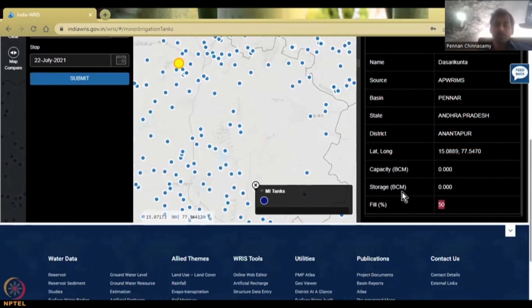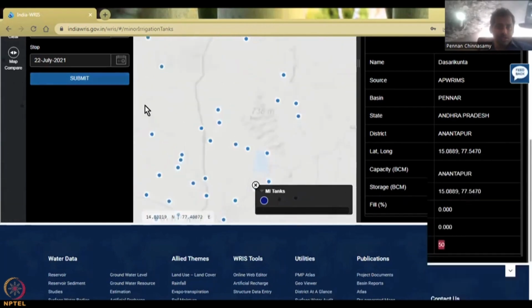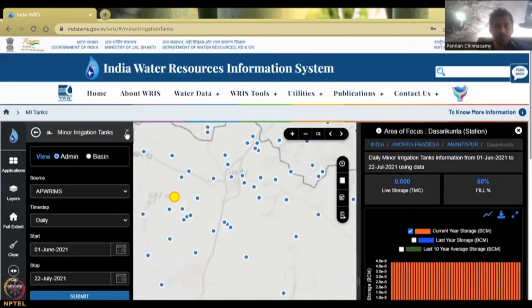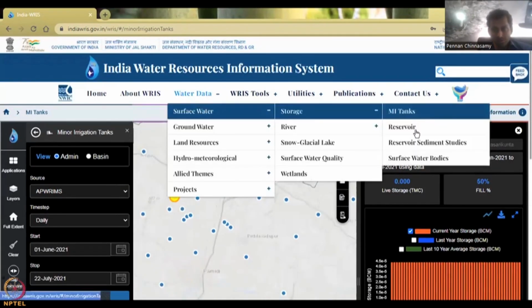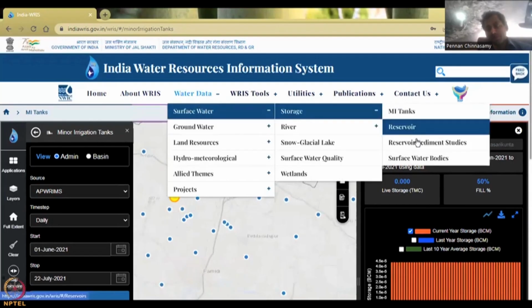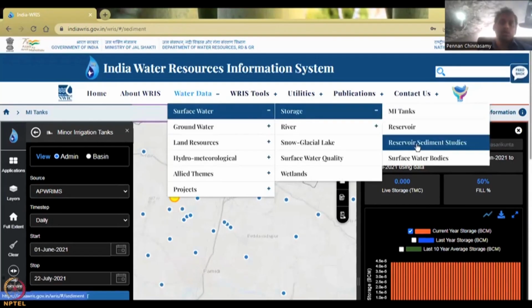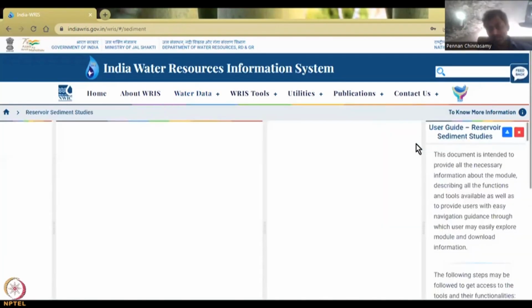Okay. So this is good data for understanding that if rainfall is happening, not all water can flow and recharge your groundwater, because some water is also stored in these tanks. Okay. You can also change the date and see other time zones, but we will pass this and then go to the storage reservoirs. Before we go to reservoirs, I would like to talk about the reservoir sediment studies.